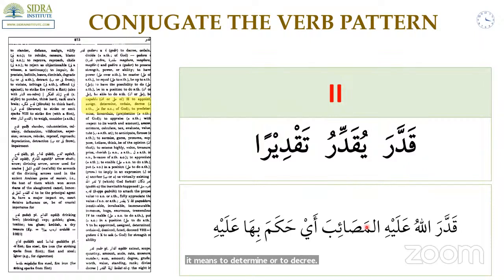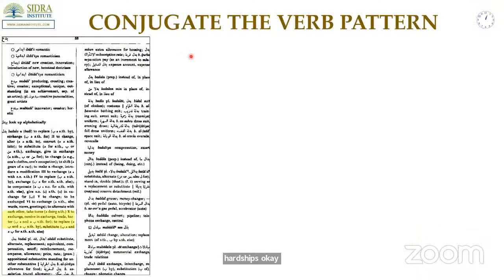قدر الله عليه المصائب أي حكم بها عليه. Allah decreed for him hardships. Okay, calamities or hardships. أي حكم بها عليه. Allah passed judgment for him with what? Hardships. Allah decreed for him or ordained for him hardships. So that's that one done. Okay, so we're doing okay.